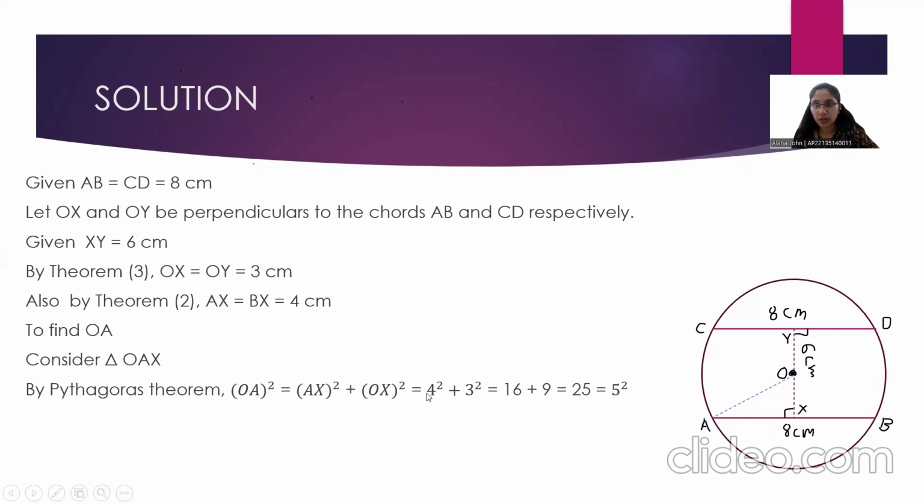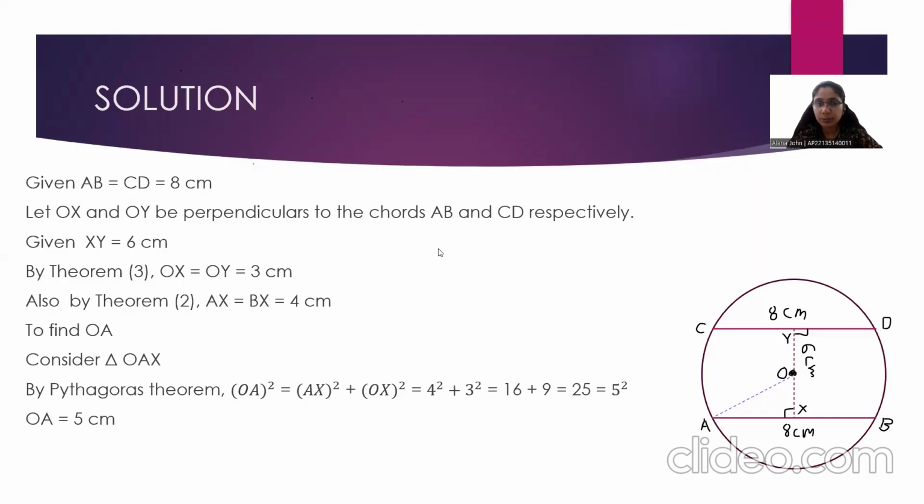That is 4 square plus 3 square equal to 16 plus 9 equal to 25, which is nothing but 5 square. So from here, OA square is equal to 5 square. What it says? It says that OA equal to 5 centimeters. So we obtain the radius of the circle to be of the length 5 centimeters. Is that clear?